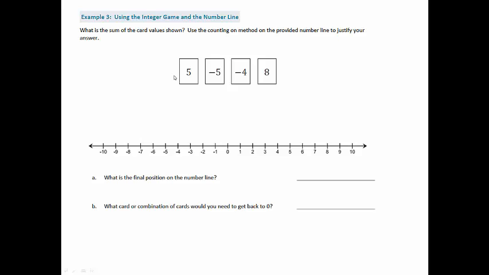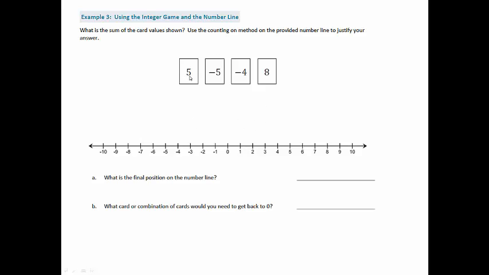Alright, now let's look at an example of how we can use the integer game and the number line to model counting up and counting down. We're going to be using this card game throughout the module to help us understand the addition, subtraction, multiplication, and division of positive and negative integers. Here we're looking to see what is the sum of all of these card values. The sum means what happens if we add them all up. We're going to use the counting on method on this number line to see what the answer is.